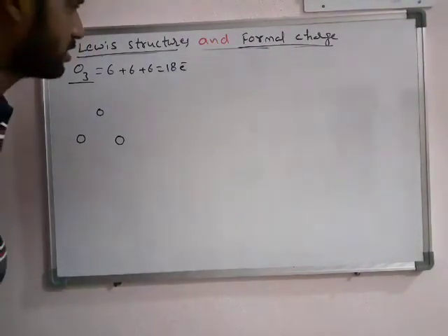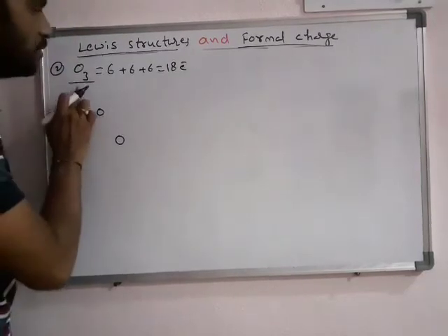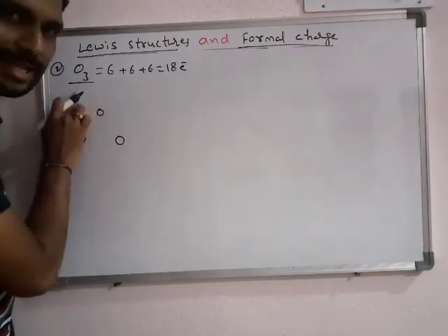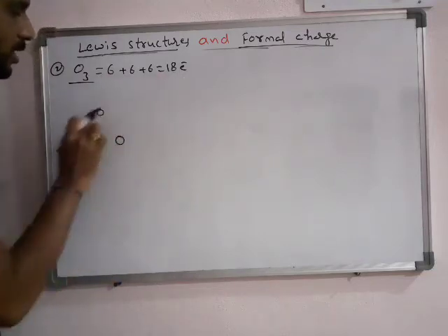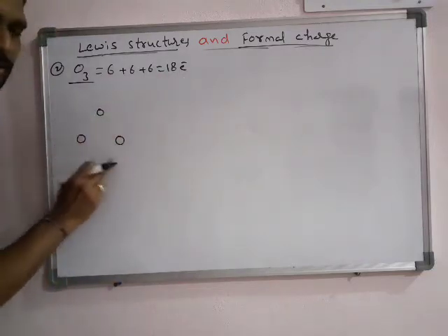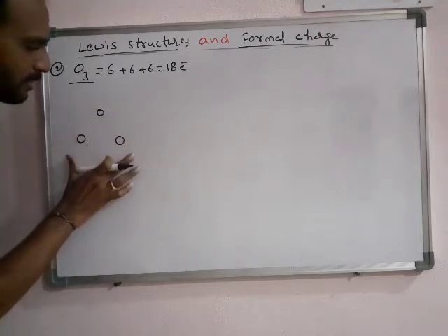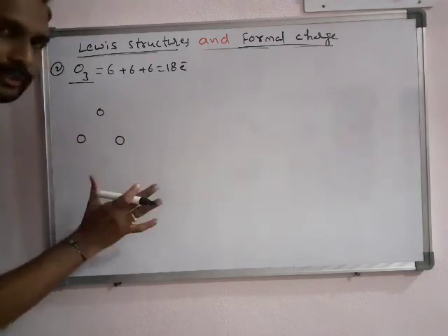Okay, we are writing the Lewis structure for ozone. For ozone, the number of valence electrons: each oxygen carries 6 electrons, total 18 electrons. We need to distribute those 18 electrons among these 3 oxygens. In the distribution, we compulsorily need to follow the octet rule.